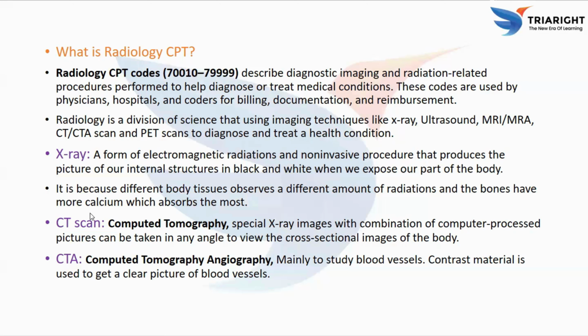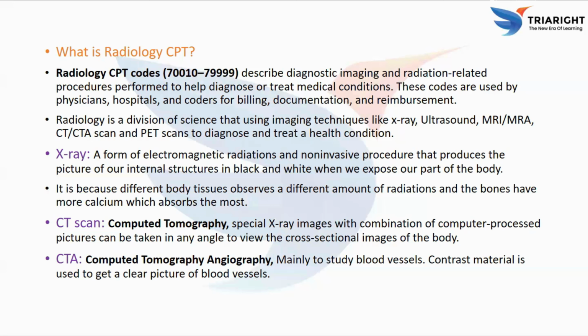It is much faster than the MRI and also it is excellent for trauma and emergencies. CT codes vary based upon the body part, with or without contrast. Next, CTA, computed tomography angiography. What makes CTA different from CT? It focuses on blood vessels, it uses contrast material and it shows arteries and veins clearly.